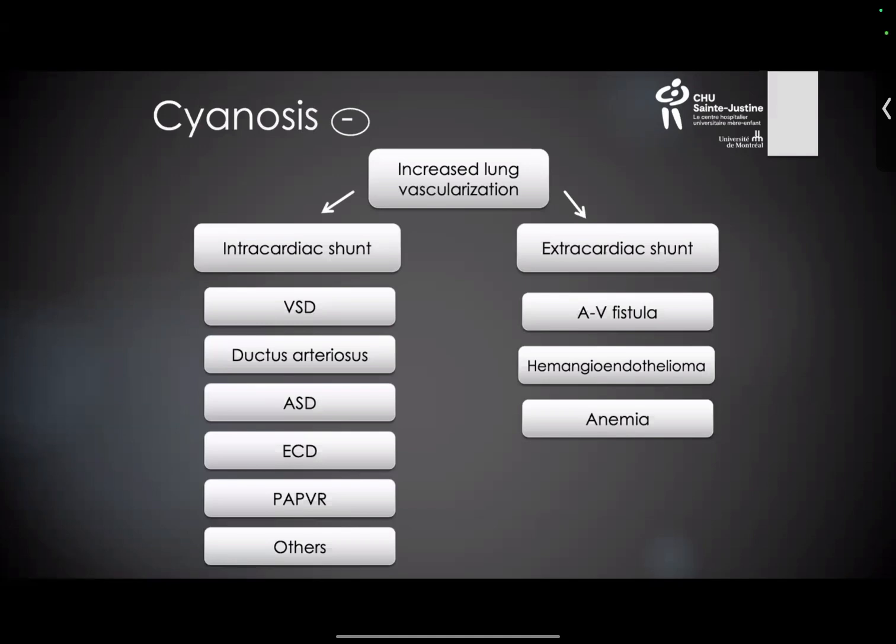Okay, so what do we do with a baby that has increased arterial lung vascularization, so big pulmonary arteries, and no cyanosis? So it's basically a shunt. It's a left to right shunt. So where does it come from? It can come from intracardiac or extracardiac causes. If you have an extracardiac left to right shunt, you have an AV fistula, hemangioendothelioma, or anemia. An intracardiac shunt can basically be from a VSD, a ductus arteriosus, an ASD, an endocardial cushion defect, or partial abnormal pulmonary venous return.